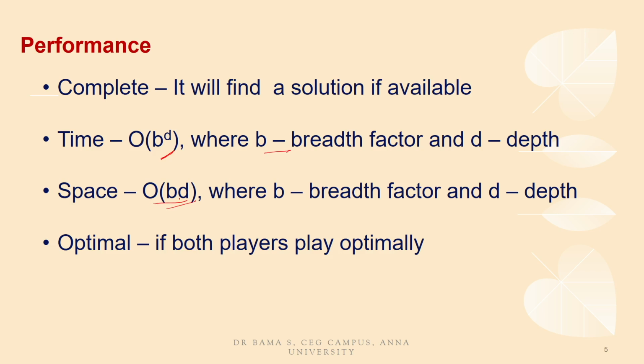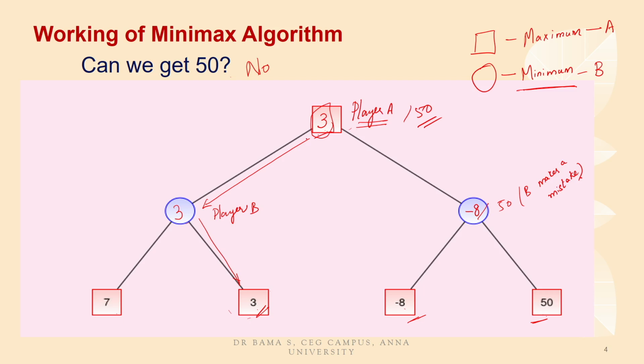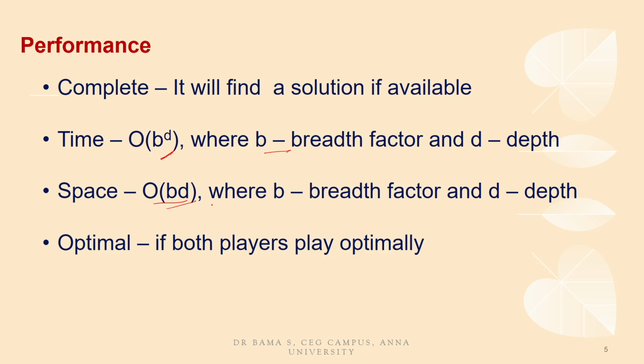The reason is we have to store only this part of the tree. So, the space is going to be b multiplied by d, and if both players play optimally, then we can say this type of search is optimal. So, that is pretty much the essence behind the minimax algorithm. The next algorithm is alpha beta pruning.